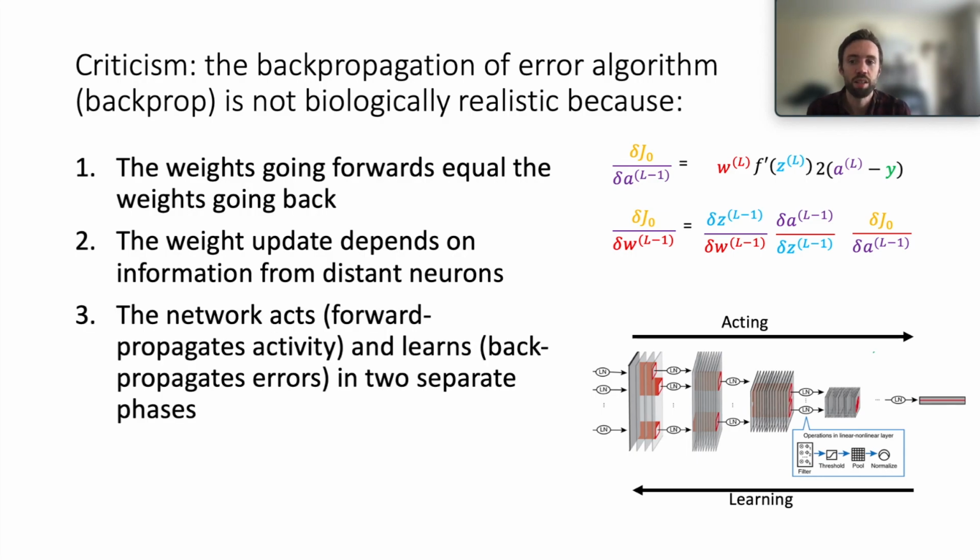Another criticism is that these networks act in two stages, one where they propagate activity and predict, and a second stage where they stop and learn. However, in the brain, there is not a clear separation between acting and learning as in deep neural networks.